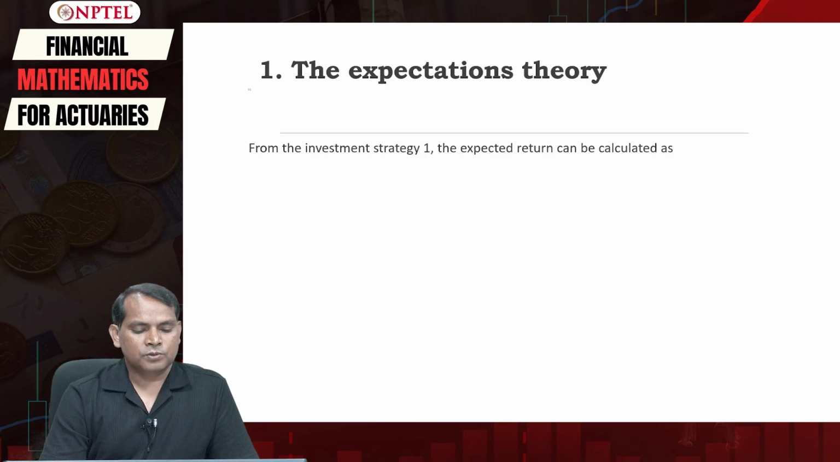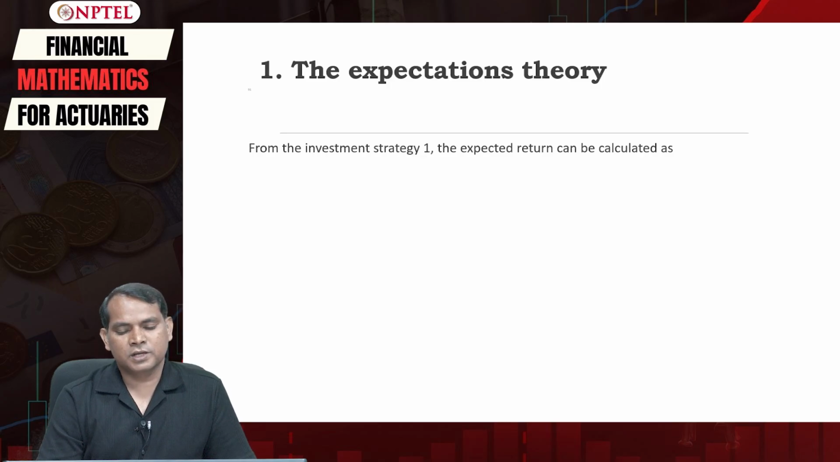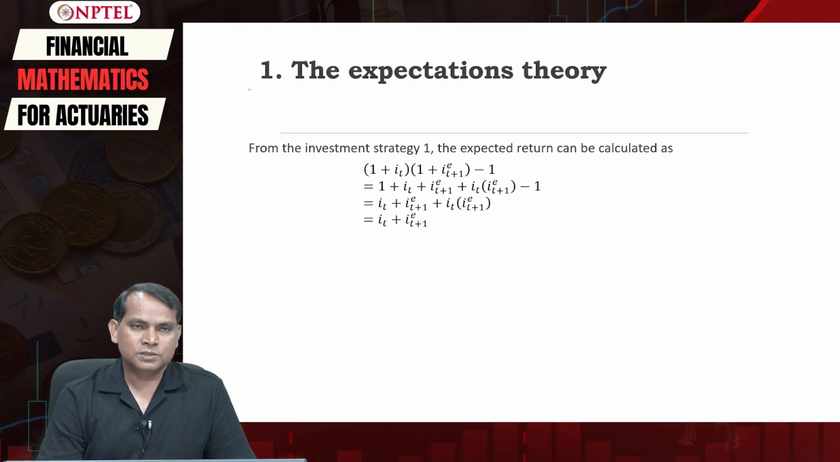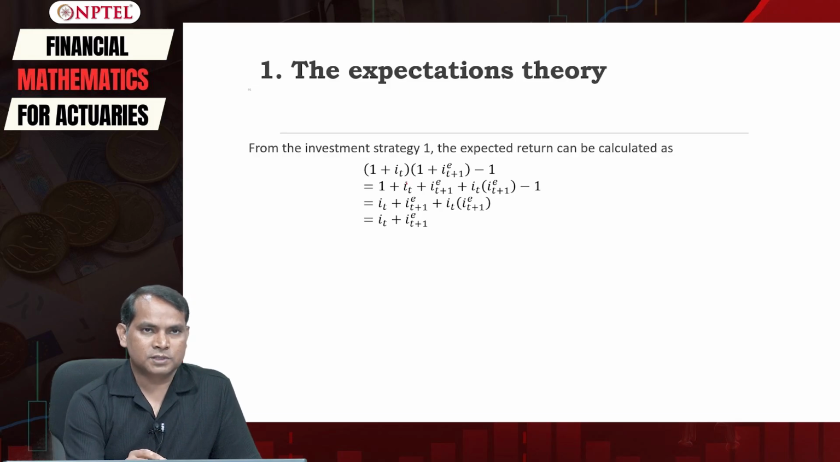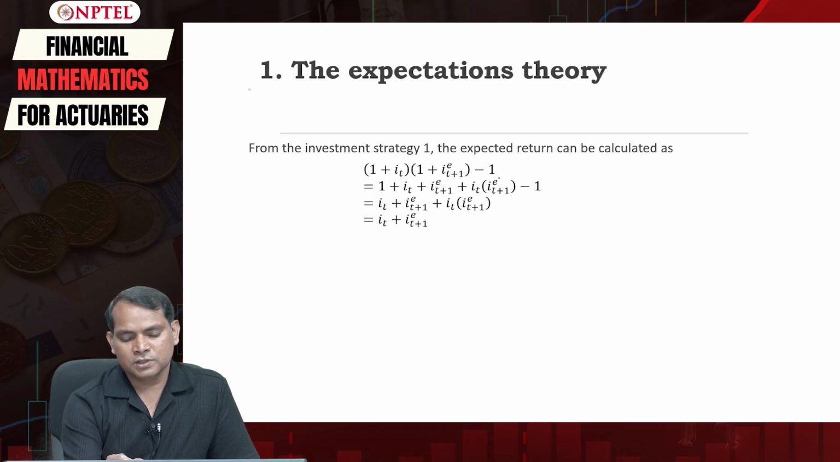So from investment strategy 1, the expected return can be computed as (1 plus the interest rate i_t) multiplied by (1 plus the expected interest rate in the next year i_{t+1}^e) minus 1. This is how we will compute the expected return. This is the same way we have already understood, so don't be worried about it.